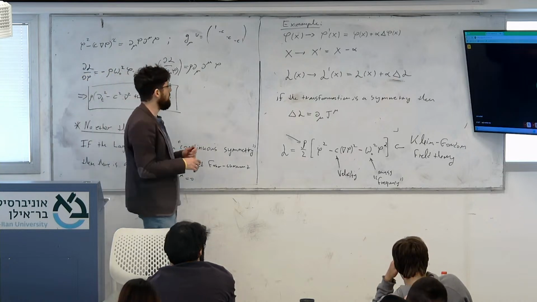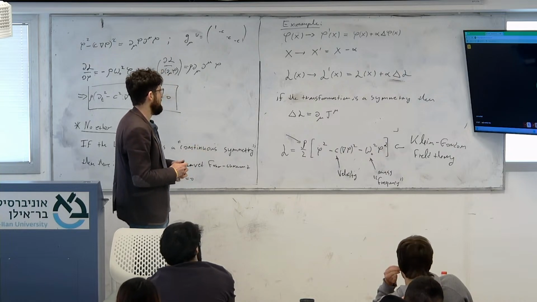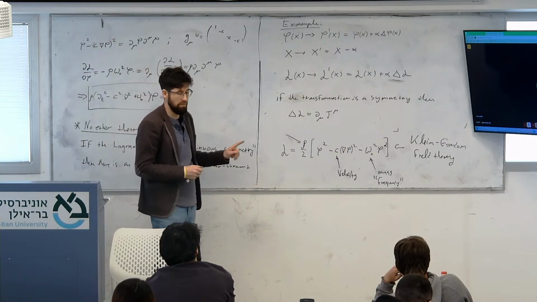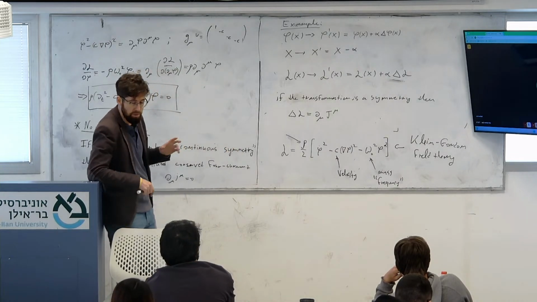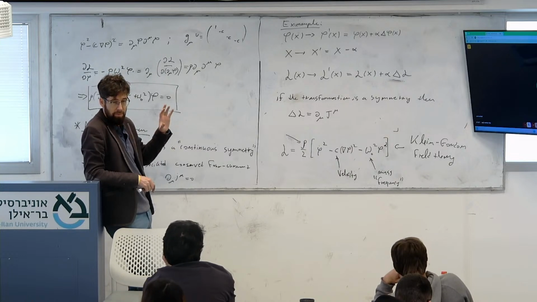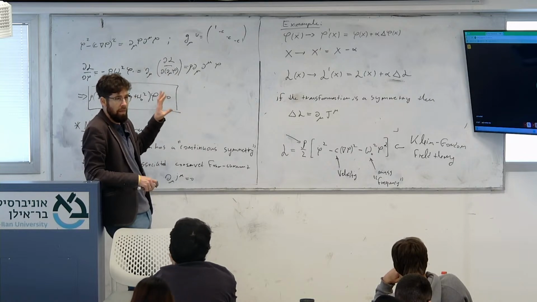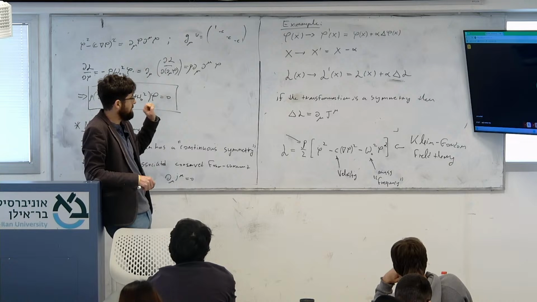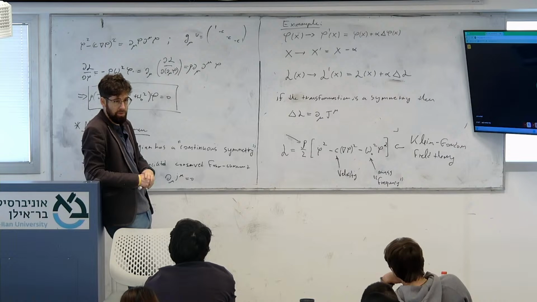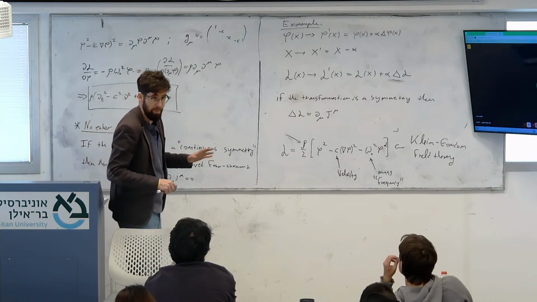Now, why do we say that this is a symmetry? This is a symmetry because then the equations of motion. Remember that also in the equations of motion, we did not care about this boundary term. So if this is the case, it implies that the equations of motion are not changed under this transformation. And therefore, the physics will be the same. And therefore, we call it symmetry.